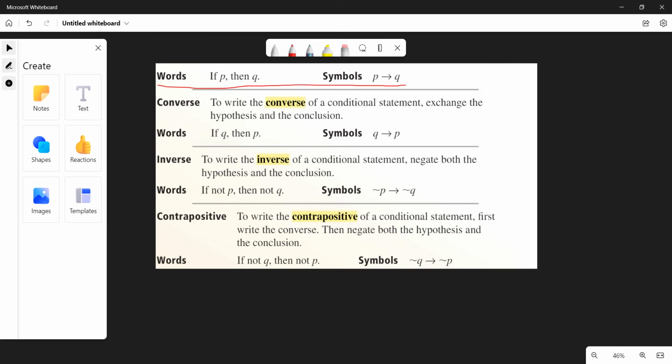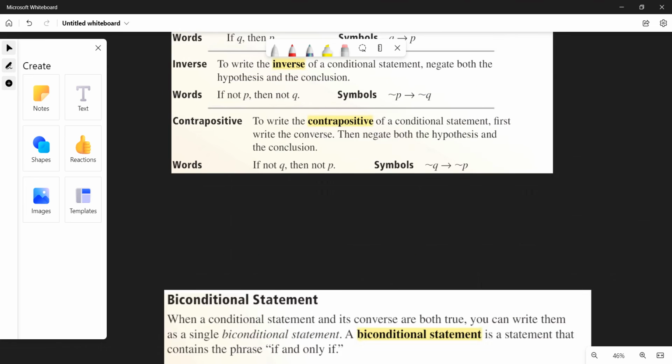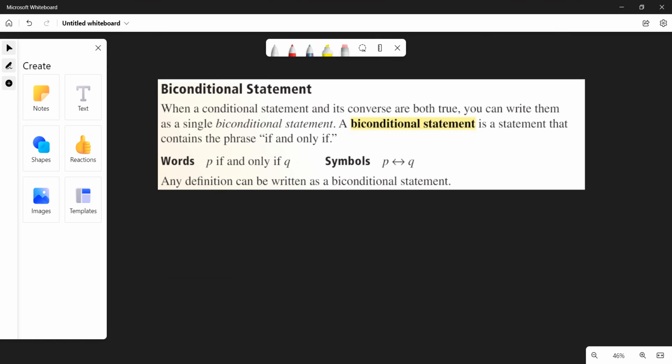In some cases, the conditional statement and the converse of that conditional statement will both be true. In that case, you have a biconditional statement. When you have a biconditional statement, you write it as P if and only if Q. Like with the YouTube statement, I'm a YouTuber if and only if I make YouTube videos. And you could switch that around too: I make YouTube videos if and only if I'm a YouTuber. That's what a biconditional statement is. Biconditional statements will come into play more and more as you get deeper into conditional statements and definitions and such. So that's going to be it for today's video.